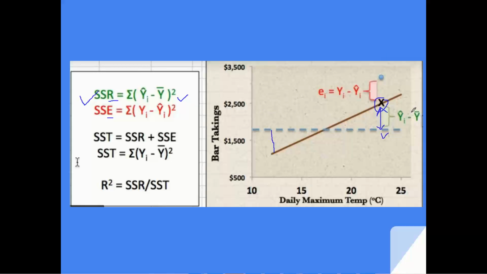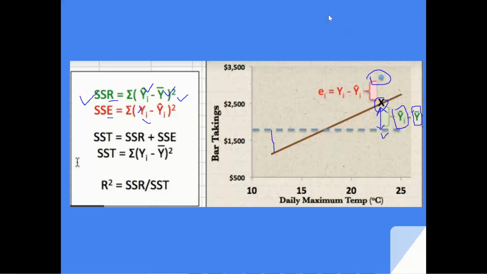Now, what is y hat and what is y? Just understand, wherever we are talking of this y bar, this is the mean. Y hat means the predicted value, and y is the actual value. These are the three things that we are talking of. This y bar is the mean value. This is the predicted value. This is the actual value.